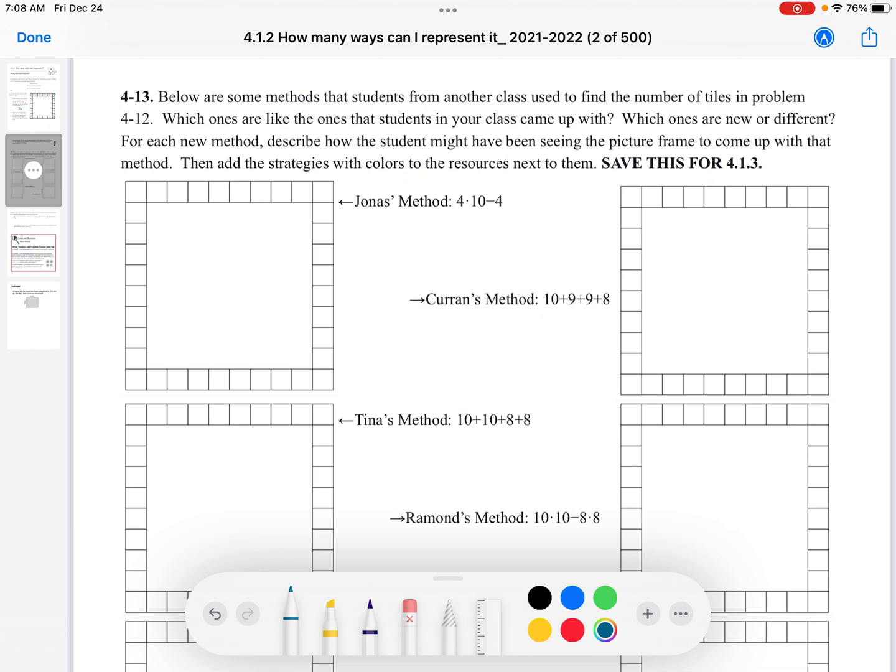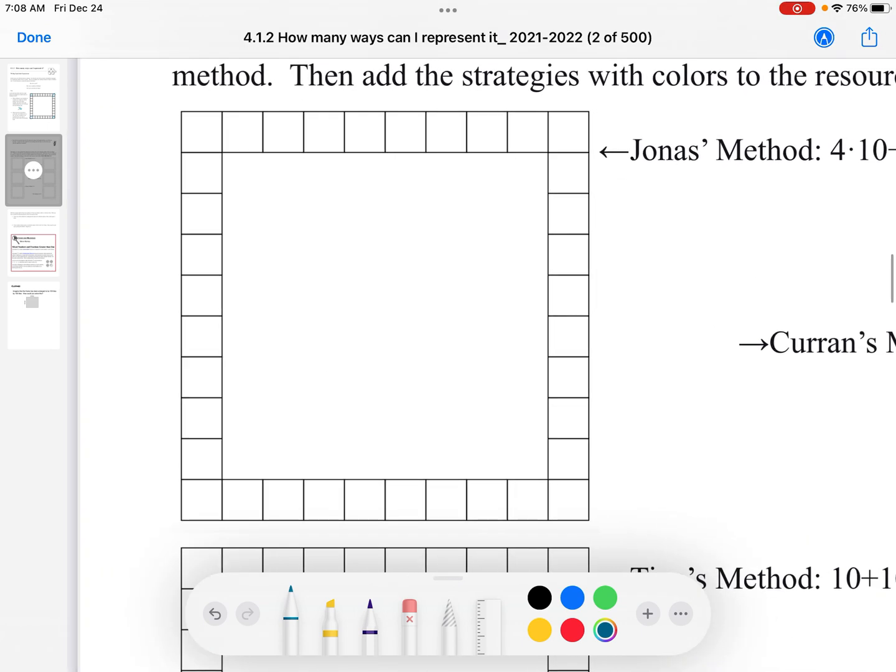Jonah's method was 4 times 10 minus 4. Again, I'd like you to really try doing this on your own. You can get this document in the lesson, but also in my weekly plan part.